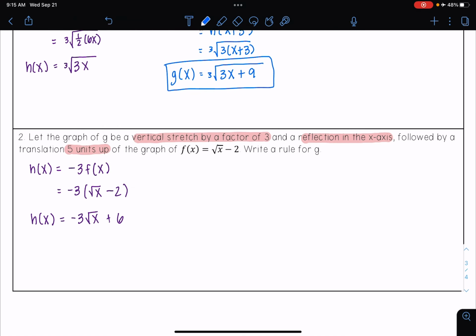Okay, and then it says that it's followed by a translation 5 units up. Since I'm going up, I need to add 5 to my function h of x. So g of x is going to equal h of x plus 5. Well, h of x is equal to negative 3 square root of x plus 6, and I'm adding 5. So when I simplify that, I get that g of x is equal to negative 3 square root of x plus 11.